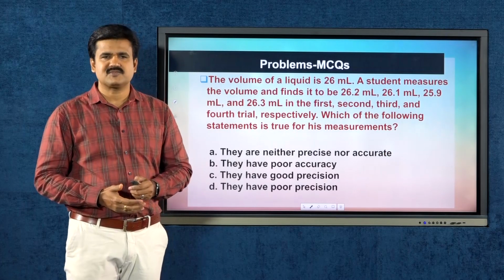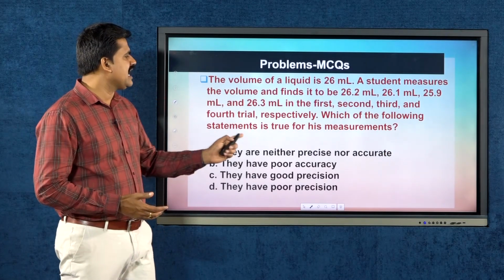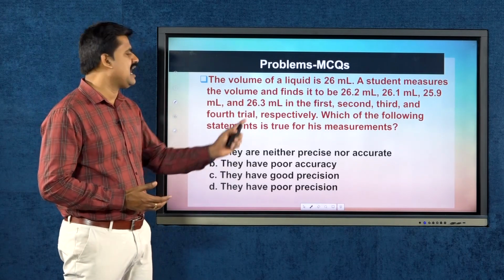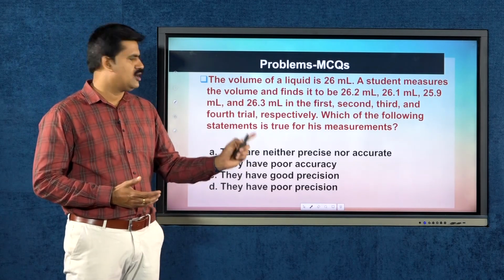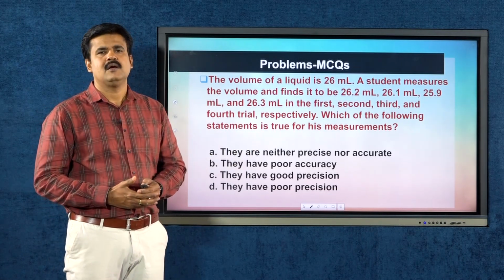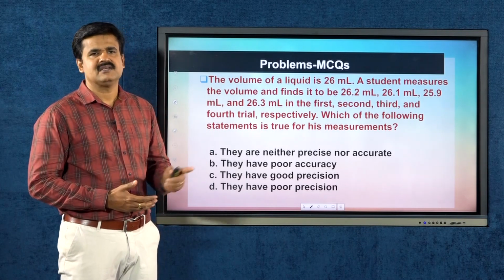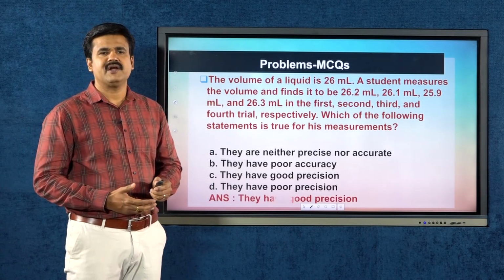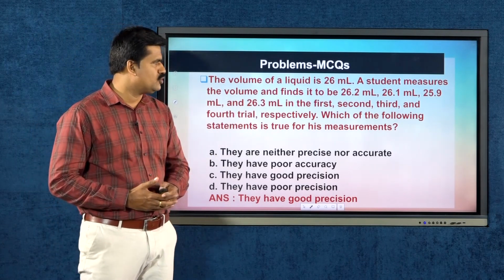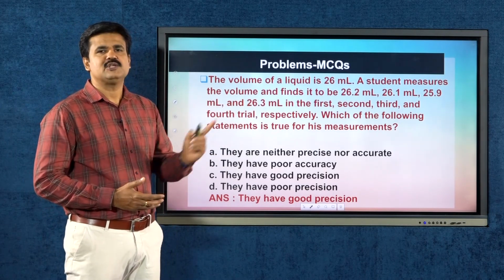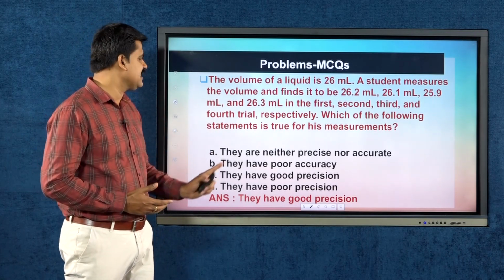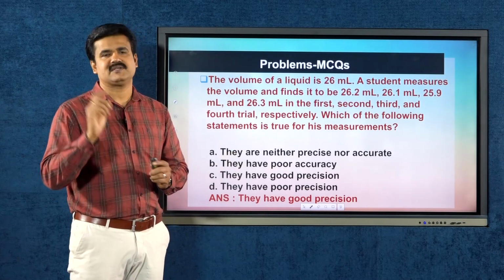Now, let us look at the options. They are neither precise nor accurate. They have poor accuracy, they have good precision, they have poor precision. Moving on to this concept, the best suitable one is they have good precision. 26.2, 26.1, 25.9 and 26.3. So, this indicates that they have a good precision.